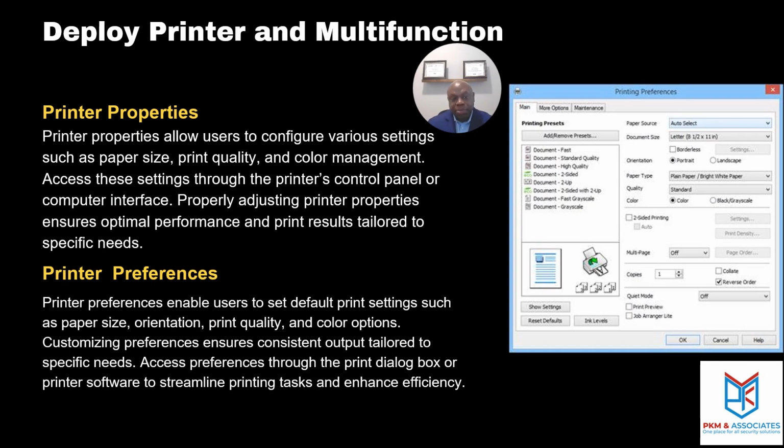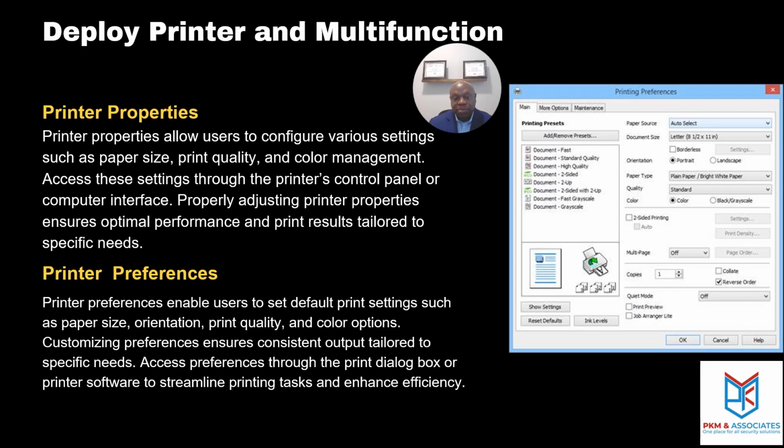Okay, now printer properties. Your printer properties allow users to configure various settings such as paper size, print quality, color management, and access. These settings are available through the printer control panel on your computer interface.